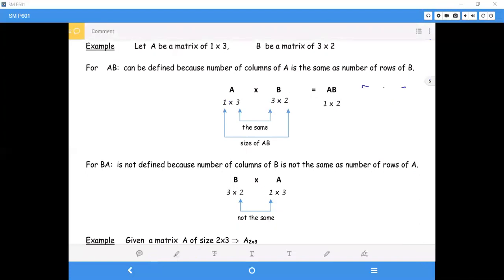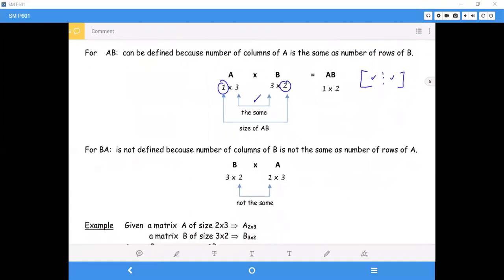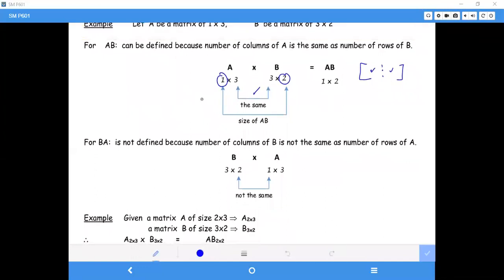So next one. If you swap them, at first you have A times B, and then you want to swap them to B times A. So B is moved to the front with the same dimension of 3 by 2, right? And A is moved to the back with the same dimension of 1 by 3. And if you look at this, oh my God, the two closest numbers are not the same. So you cannot multiply them, and then you don't have the answer. Then you're happy because you don't have to do anything, right? You can just go to the other problems. Okay? Very easy.